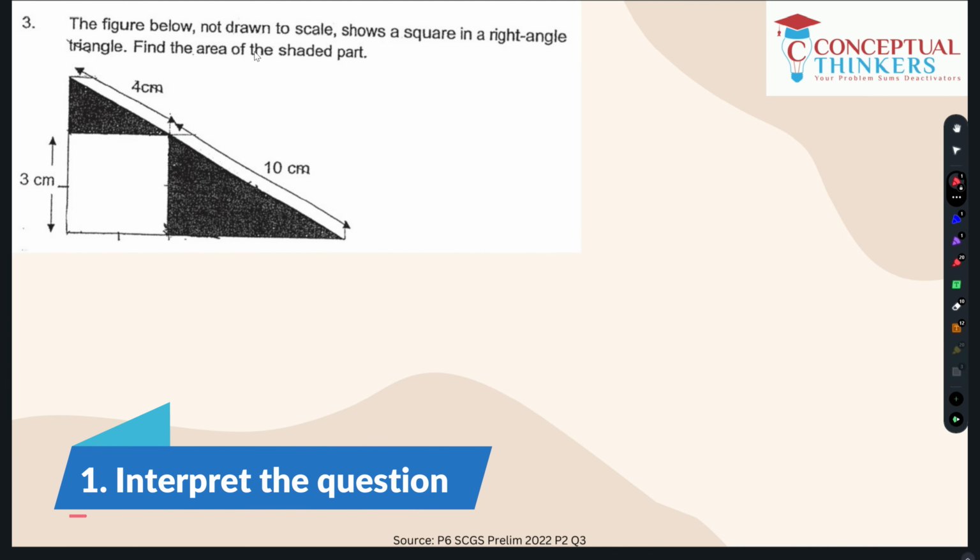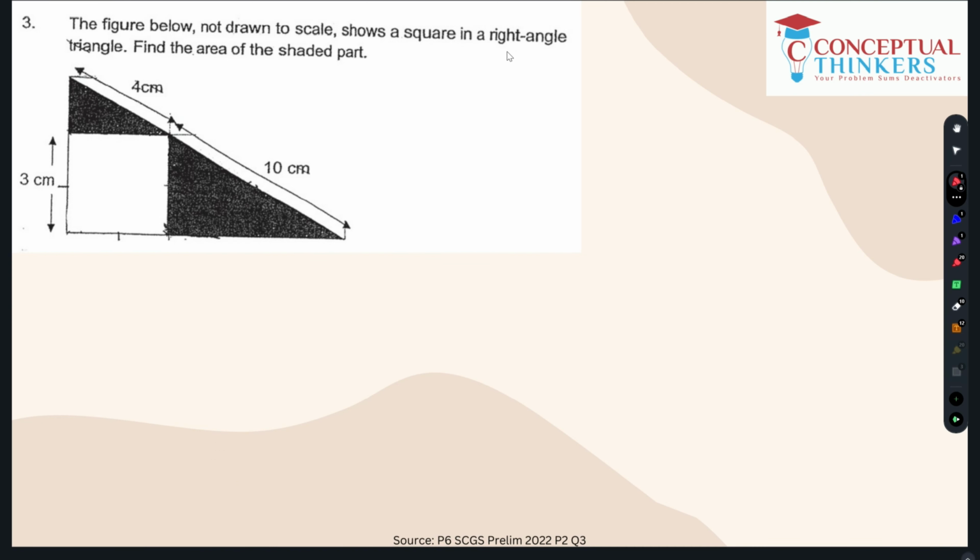The figure below, not drawn to scale, shows a square and a right angle triangle. We need to find the area of the shaded part. If you look at the diagram, it consists of a very big right angle triangle, so all these will be right angles. The side of the square is 3 cm, so this will be 3 cm, 3 cm, 3 cm, and 3 cm here. The shaded part actually consists of two smaller triangles.